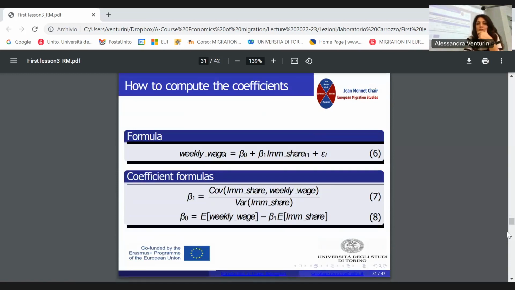So the formulas, for instance, imagine that this is the Y, weekly wage, and this is the X, immigrant share. The formula that we saw is beta 1, the coefficient of the variable, and this is the intercept. The same formulas practically. This is the difference between the expected value of y and beta 1 multiplied by the expected value of x. Same formula, okay.